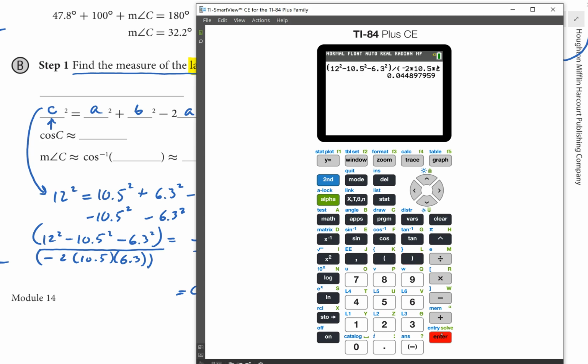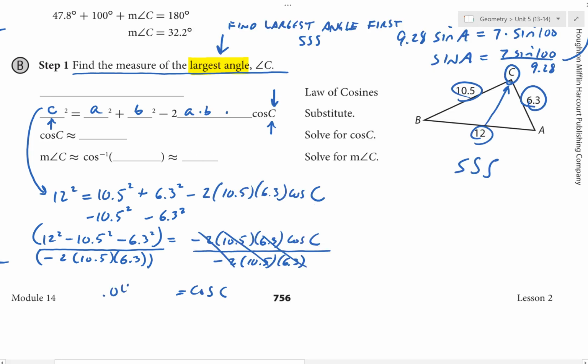So that answer turned out to be 0.044898.